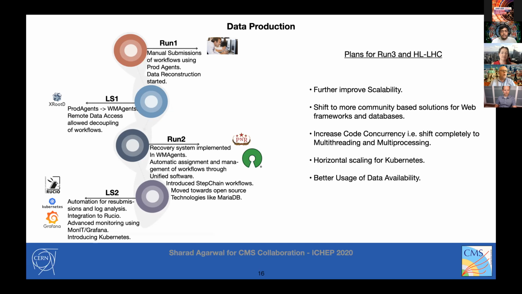We introduced StepChain workflows during Run 2, and we started moving towards open source technologies like MariaDB. During LS2, we have been working on automation for resubmissions and log analysis, integration to Rucio, and monitoring all the workflow management through MONIT Grafana, and introducing Kubernetes. The plans for Run 3 and HL-LHC are to further improve scalability, shift to more community-based solutions for web frameworks and databases, increase code concurrency, horizontal scaling of Kubernetes, and better usage of data availability.